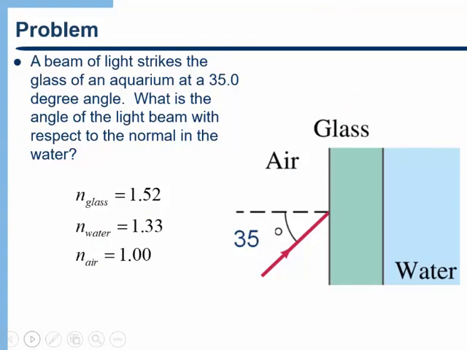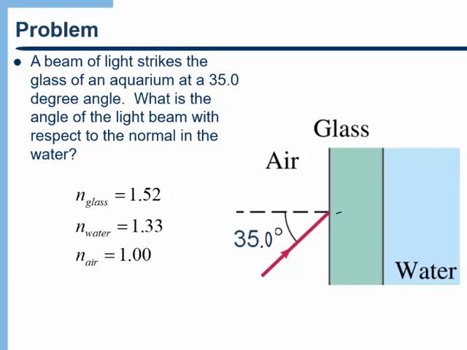Okay, let's look at the following problem. A beam of light strikes the glass of an aquarium at a 35-degree angle. What's the angle of the light beam with respect to the normal in the water? Okay, so we've got a 35-degree incident angle. Notice that I gave you the correct angle there. That's the angle with respect to the normal.